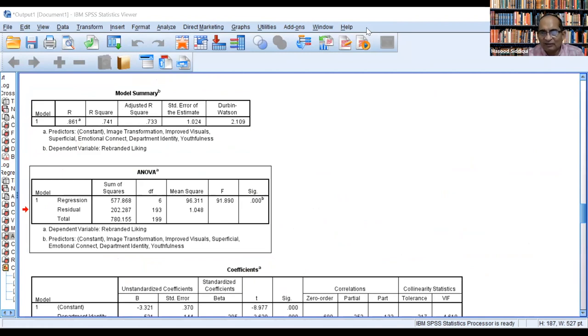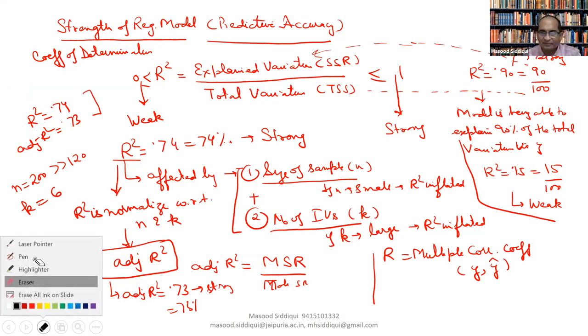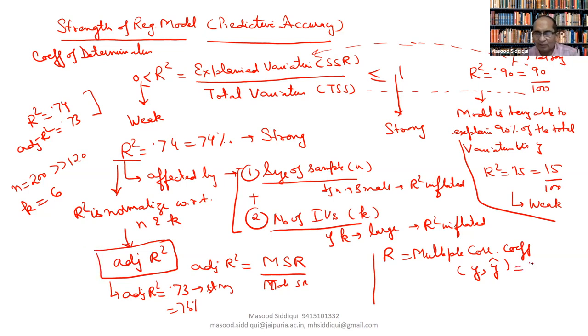So here we are getting a value of 0.861. This value of R, or multiple correlation coefficient, lies in between 0 and 1. Okay, so this is again closer to 1. So we can say we have a strong relationship. There is one more term. Let me explain that term also.